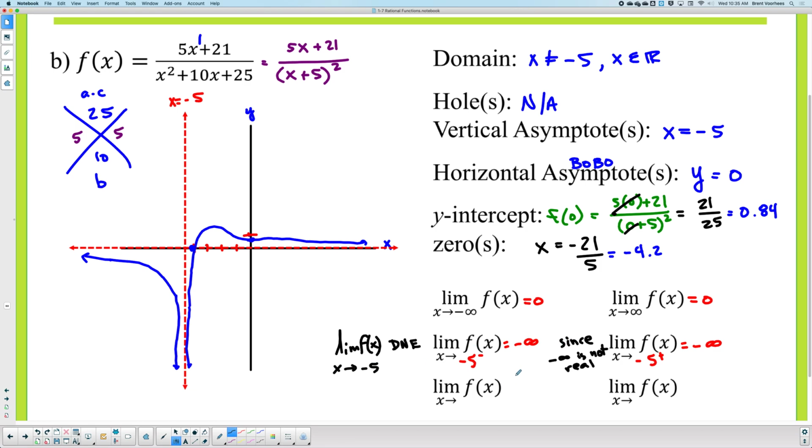How would negative infinity not be real in that situation? Because it's not a real number. Negative infinity just represents it's going down forever. But let's think about it this way. What if we were to plug in a number? Does this actually mean that they're falling at the same speed? No, one might be way lower than the other, if you compared the two. So that's why, since it's not a real number, you just say it does not exist.